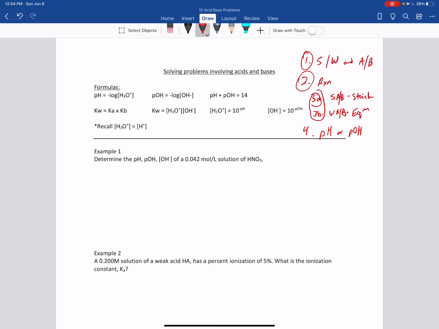Logical thinking. Just clean that up a little bit. Right, and those are the processes involved in acids and bases.